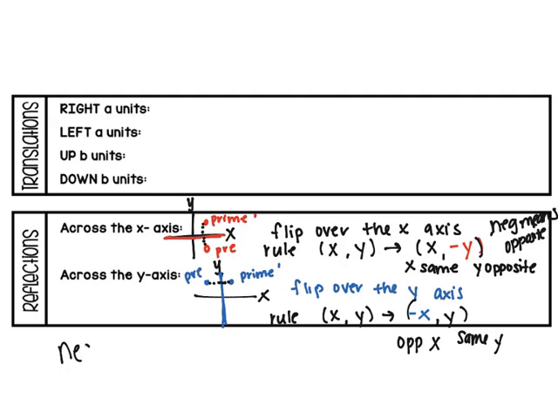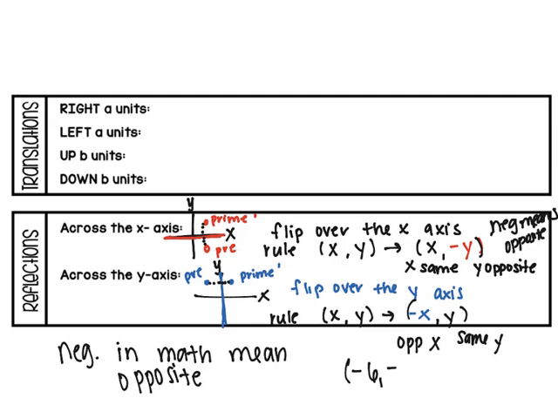And again, negatives in math mean opposite. And we want to keep using that key word, just because if we were to look at -6, -5, and we are going to flip over the x-axis, we are going to use the rule x, opposite y. That would then be -6. The opposite of -5 would be a +5. So we want to make sure that we use the correct rule there. All right, so that goes through that reflection.